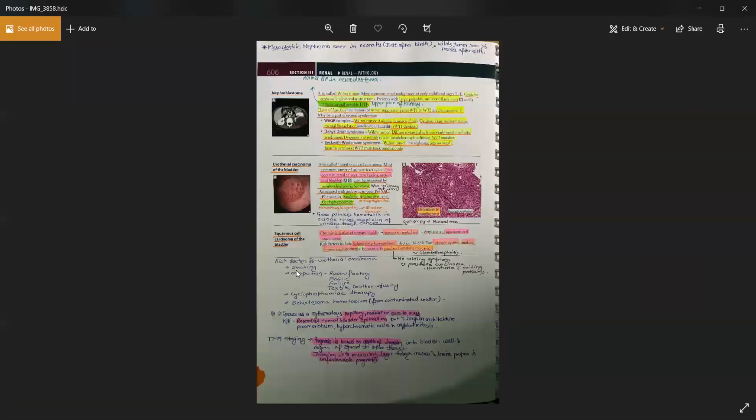So let's take a short break and then discuss the nephroblastoma and other tumors and then discuss the pharmacology.